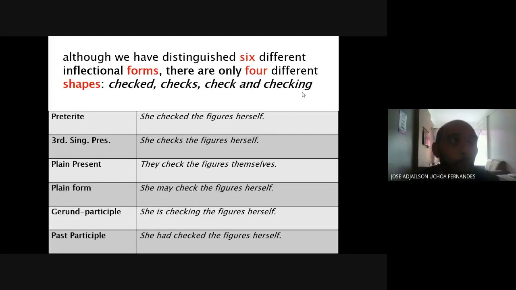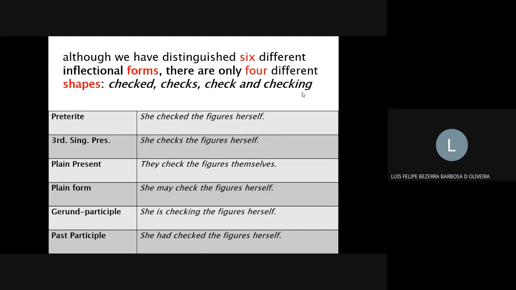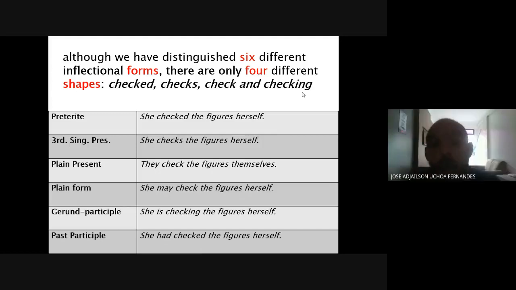So the plain form is what textbooks for foreigners have consecrated to call the infinitive without to. They also call it the bare infinitive. So it depends on the literature. They change the naming, but the concept is the same. It's something that is preceded by a modal verb.